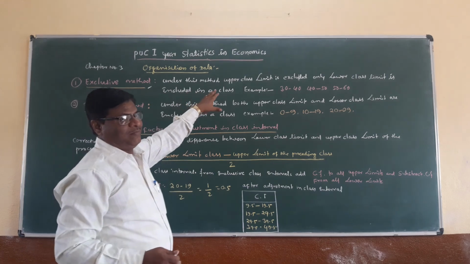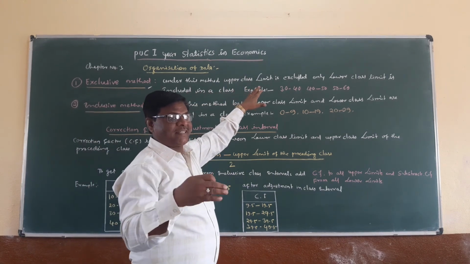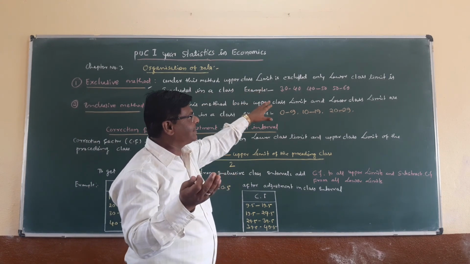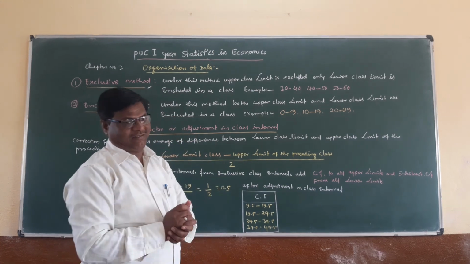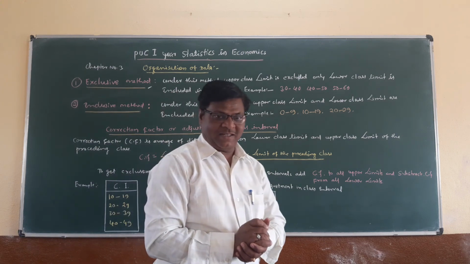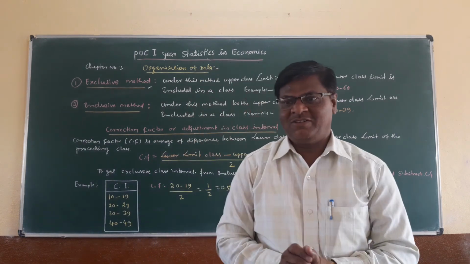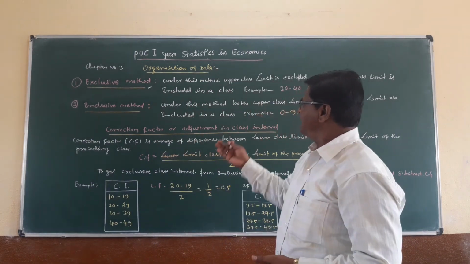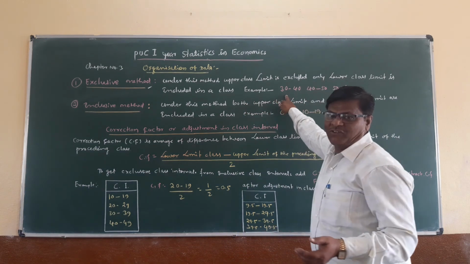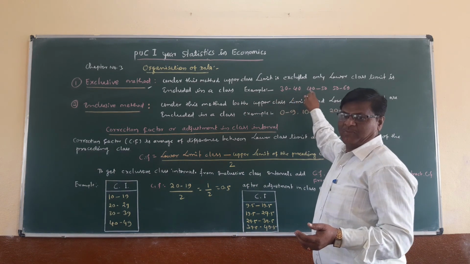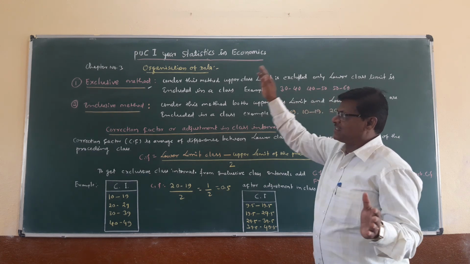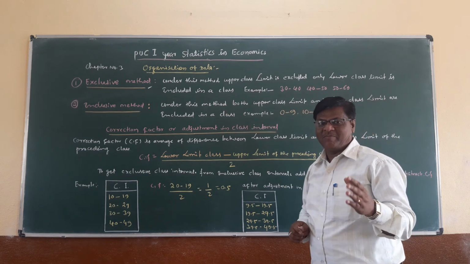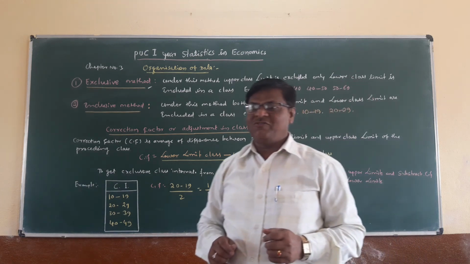Under this method, the upper class limit is excluded and only the lower class limit is included in a class. For example, 30 to 40, 40 to 50, 50 to 60. It is the exclusive method. Remember it, the question will arise.